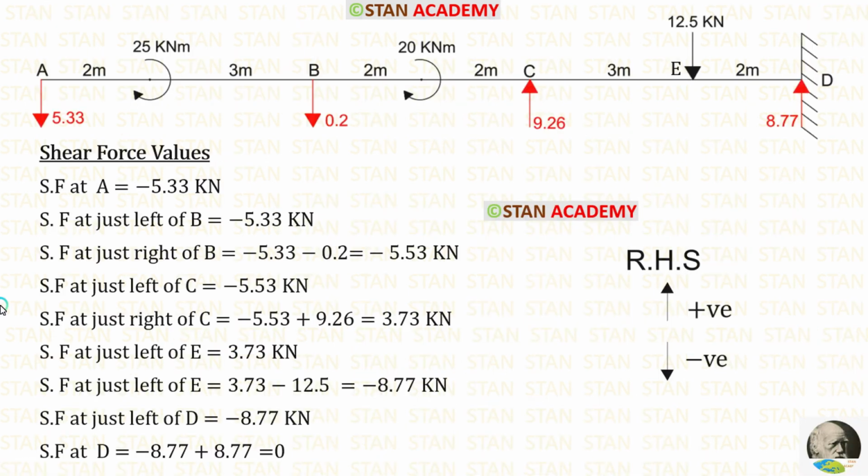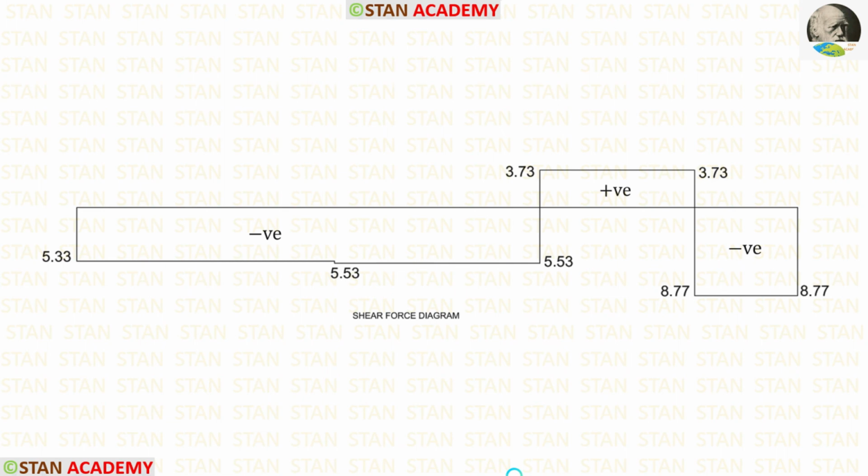Now, we are going to draw the shear force diagram. Before drawing the diagram, let us calculate the shear force values. I am going to calculate the shear force values from the point A and towards the point D. In this case, I am moving towards right hand side. Upwards will be positive and downwards will be negative. You can see the shear force calculations. Using the values, we can make the shear force diagram.